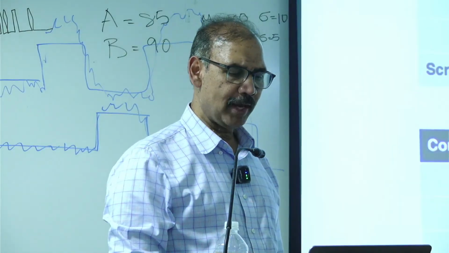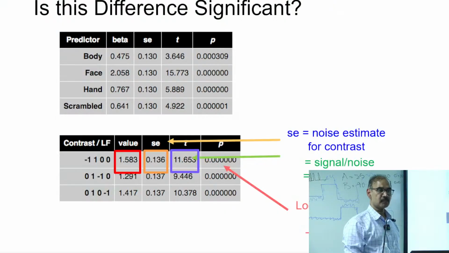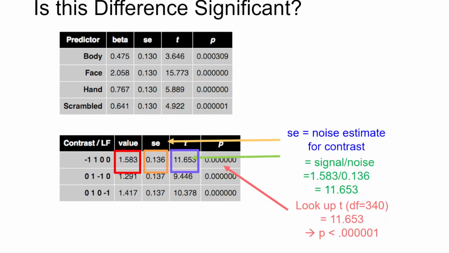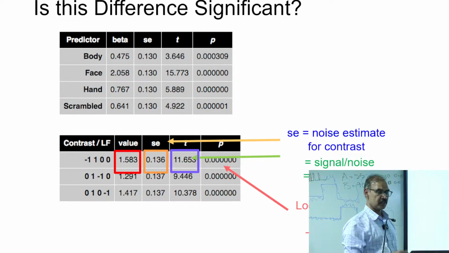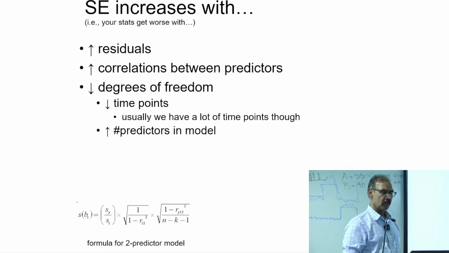And so what we have to do is try to minimize these noise estimates for contrast, right? As these increase, your statistics will get worse. The t-value will decrease if your noise residual power increases, like motion parameters and physiological noise, or if there is correlation between the different predictors, or if the degrees of freedom are reduced, right?